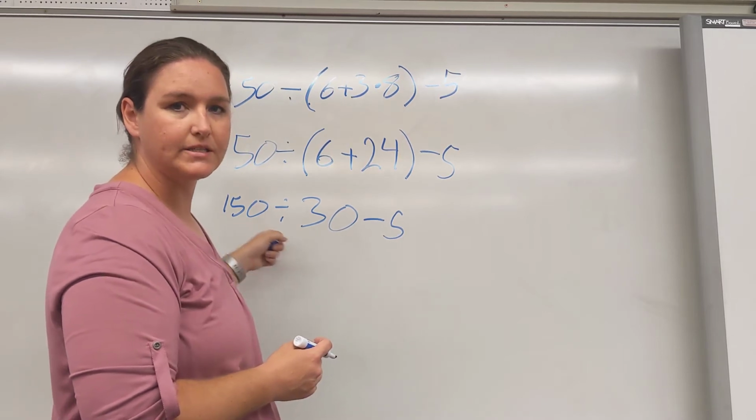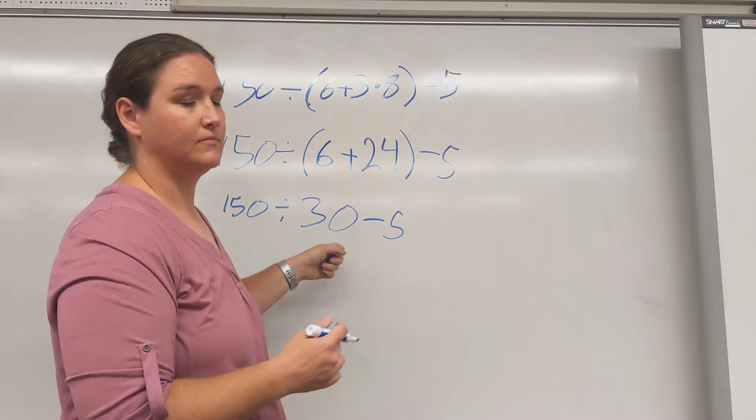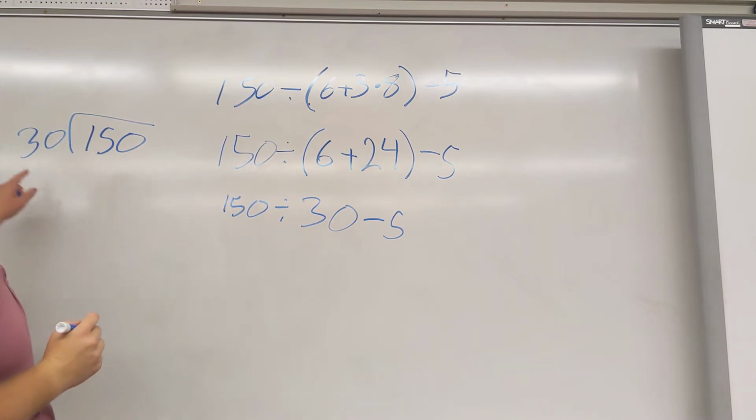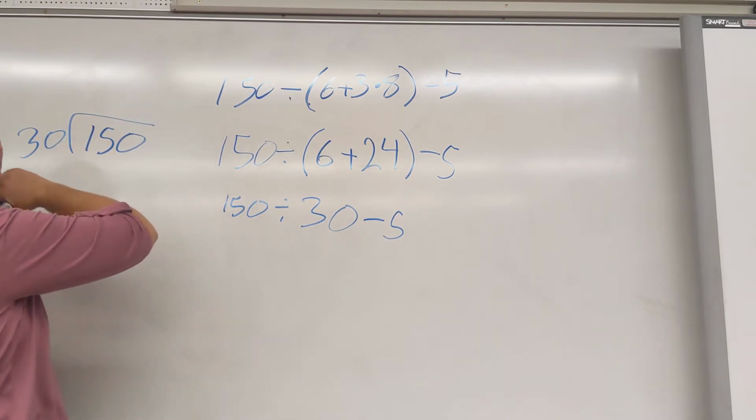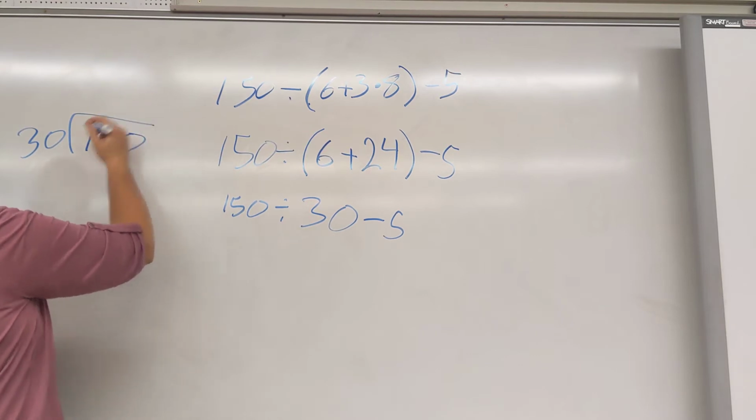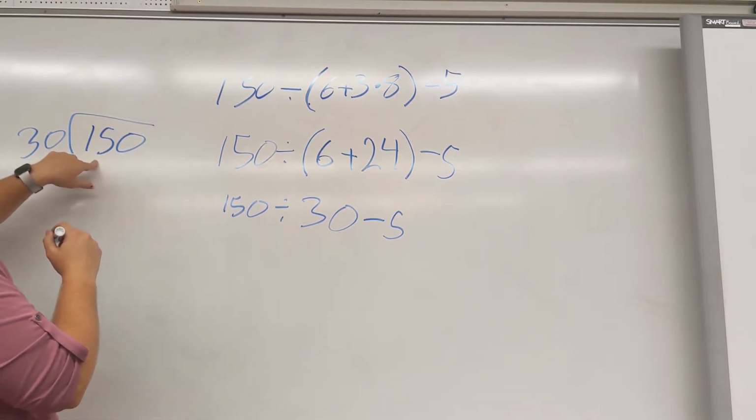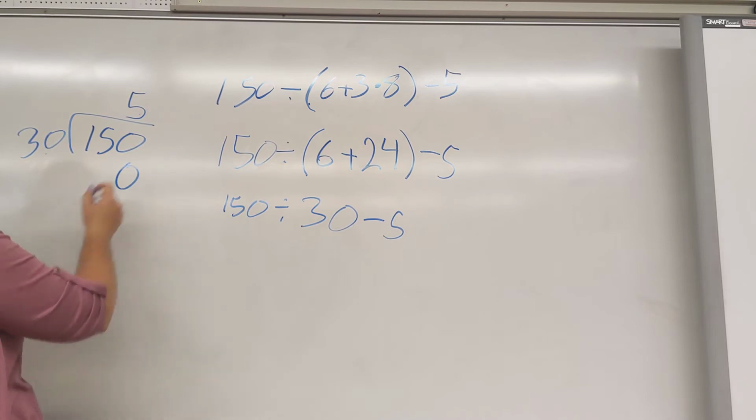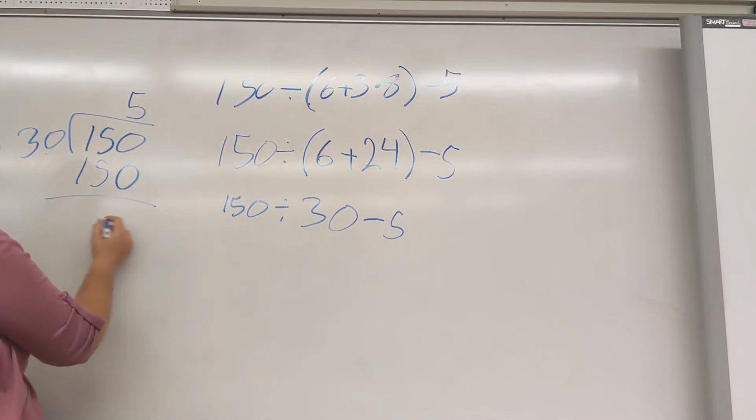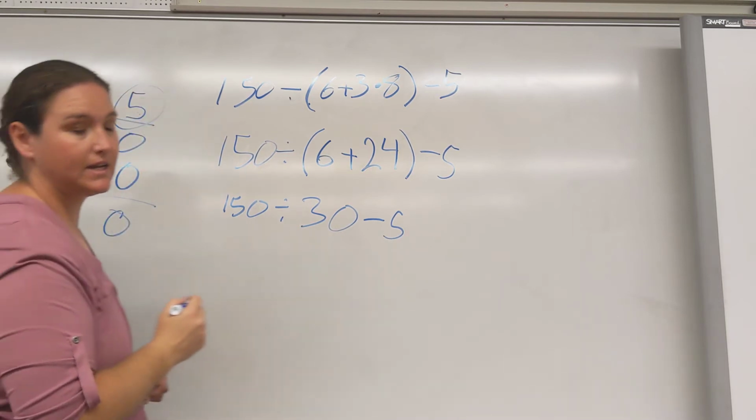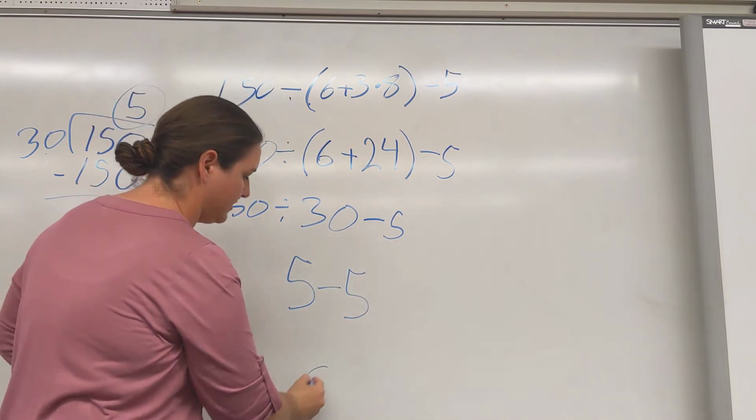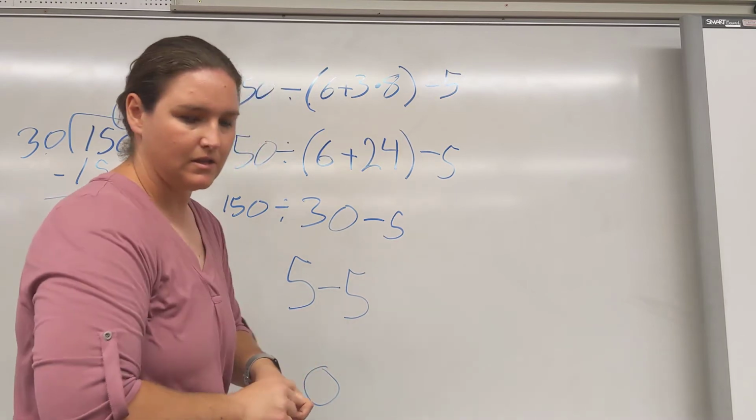What is 150 divided by 30? Let's figure it out. 150 divided by 30. Well, any ideas? Let's try a few different things, right? How many times would the 3 go into the 15? Maybe that's a good start. 5. So 5 times 0, 0. 5 times 3, 15, left with 0. So our answer is 5. 5 minus 5, what do we got now? Our answer is 0. Okay.